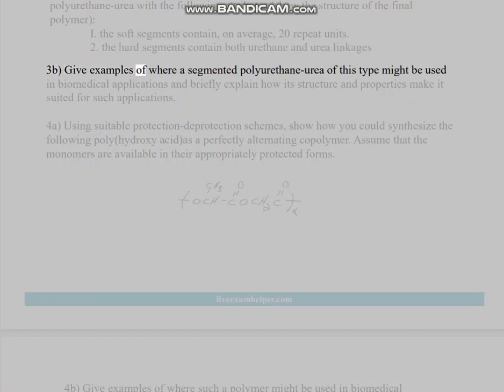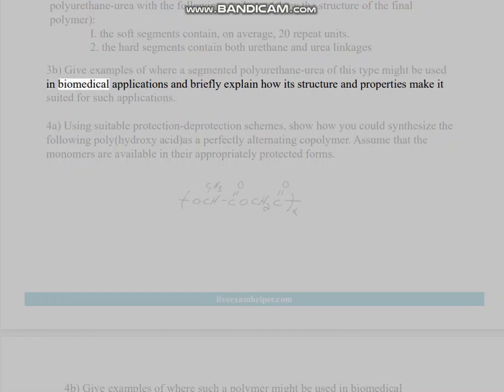3b. Give examples of where a segmented polyurethane urea of this type might be used in biomedical applications and briefly explain how its structure and properties make it suited for such applications.